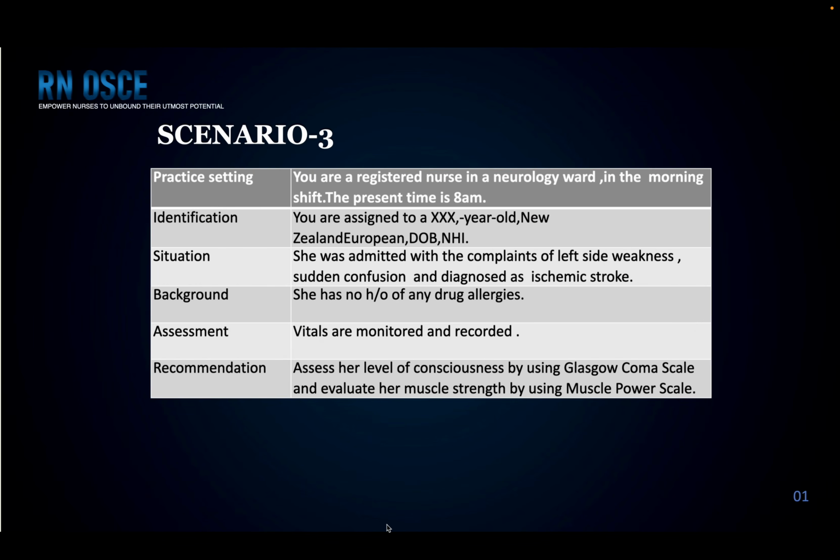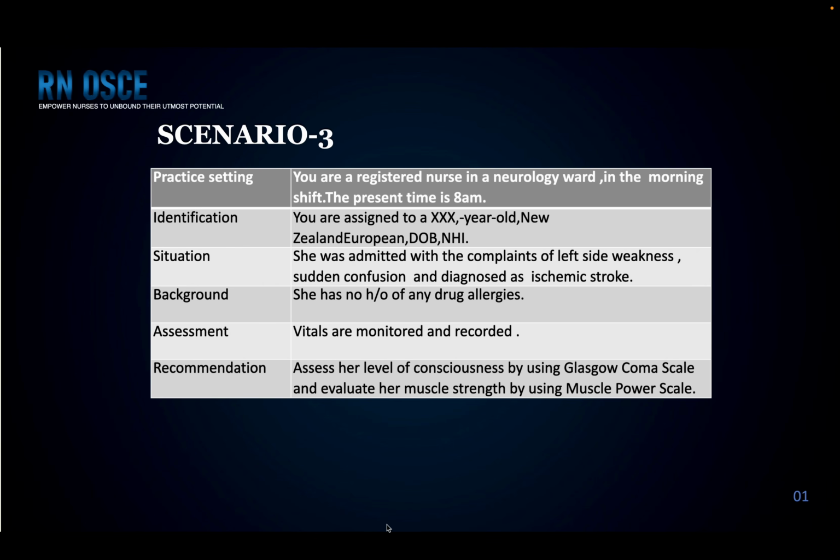Here you are a registered nurse working in a neurology ward and you are caring for a so-and-so patient, and she was admitted due to left-sided weakness and sudden confusion, and she has been diagnosed with ischemic stroke. She has no history of any drug allergies. Vital signs are monitored and recorded.